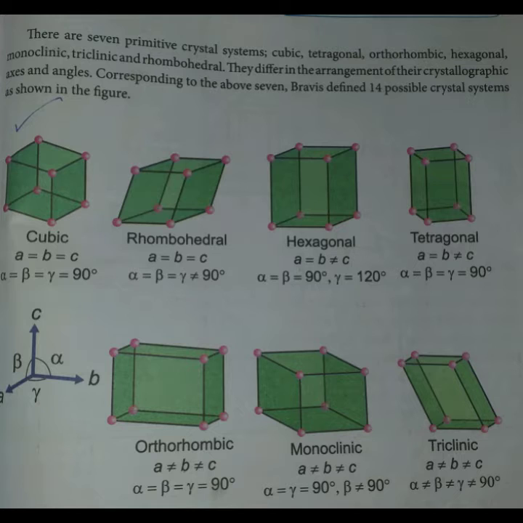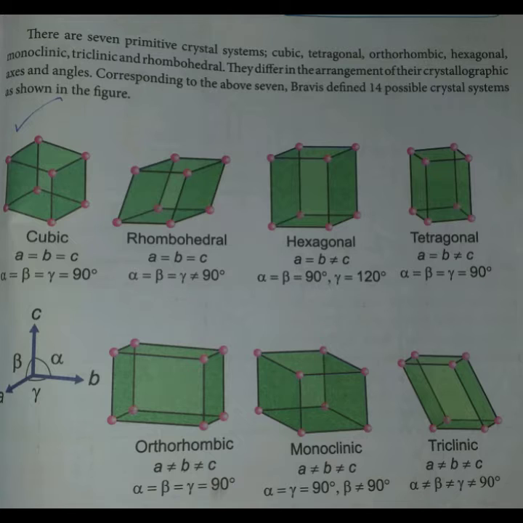So they differ in the arrangement of their crystallographic axes and angles. Crystallographic axes means the length from the origin towards the x, y and z axes. That is a, b, c that we have to give. That is all the lengths, a, b, c, and the corresponding angles alpha, beta, gamma. So the side lengths are expressed as a, b, c, and the angles as alpha, beta and gamma.